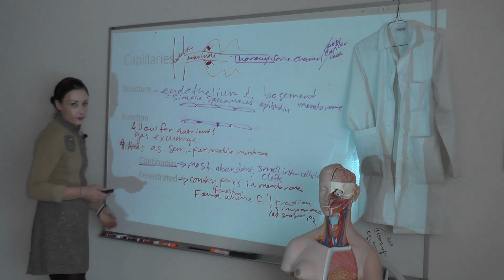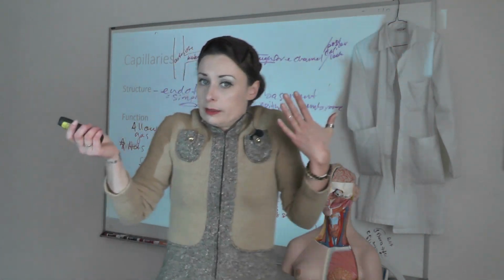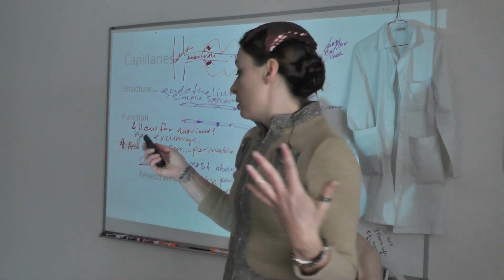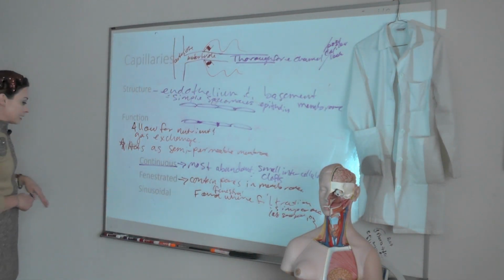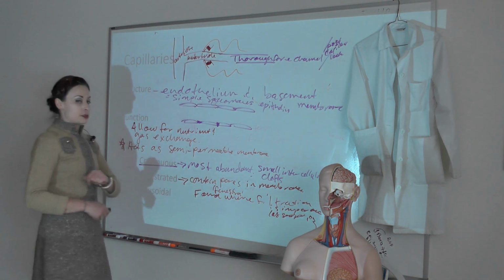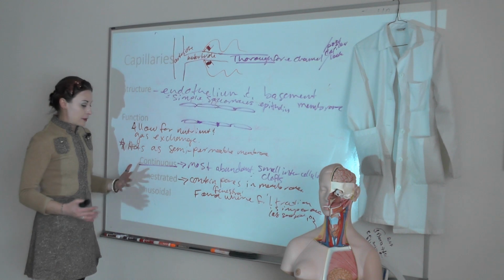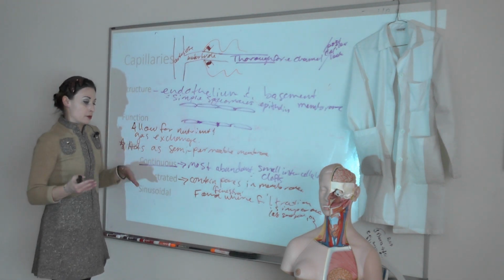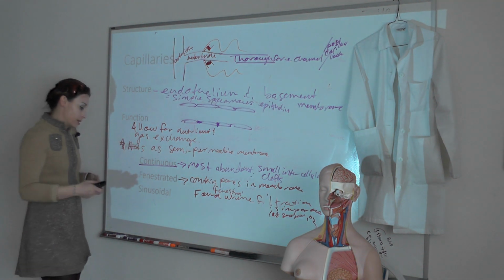Okay, well, what if we want to filter something out that's really big, like as big as a cell? We have to make blood cells. They've got to get out into the blood somehow, so we must have bigger kind of openings in some kind of capillary, and we do. We've got sinuses in sinusoidal capillaries, and we find sinusoidal capillaries in areas where we need to be able to filter or push out large solutes that are as big as even whole cells.